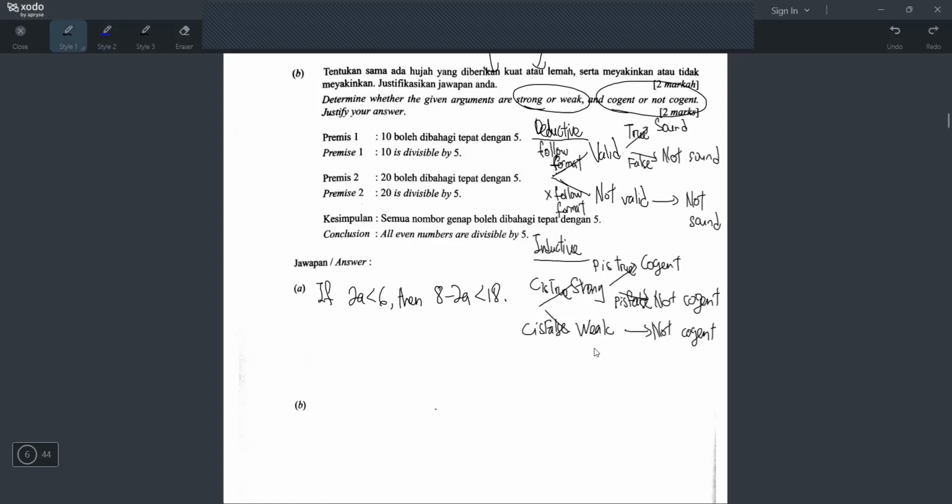Yeah, the textbook actually made a mistake there. So if it's weak, it has to be not cogent. It cannot be weak and cogent at the same time. It's just not possible. If it's weak, it's not cogent. Same with not valid. It cannot be not valid and sound, right?